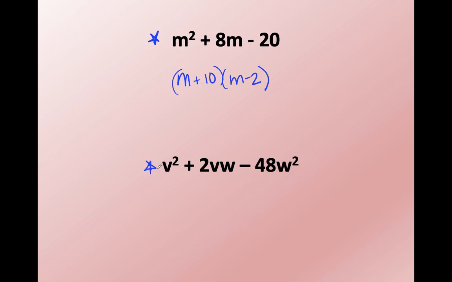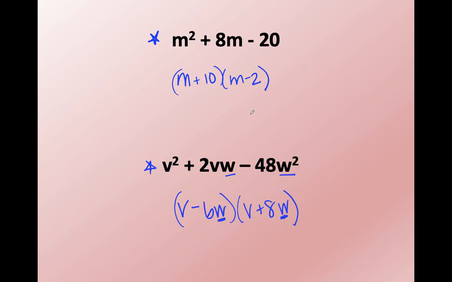And for our last little added challenge here, give this second one a try. In this, we're going to have v minus 6w and v plus 8w. So the difference here is that we just have that w term coming with the second value in our binomial factors. That's how we get that w and that w squared.